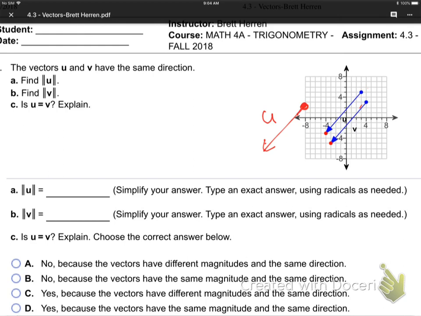A vector can go anywhere. It doesn't matter where it sits. It's just how long it is and what direction it heads in. So you can move these vectors all around, and they're the same vector. Okay, so with that general definition, let's get to some more practical things.